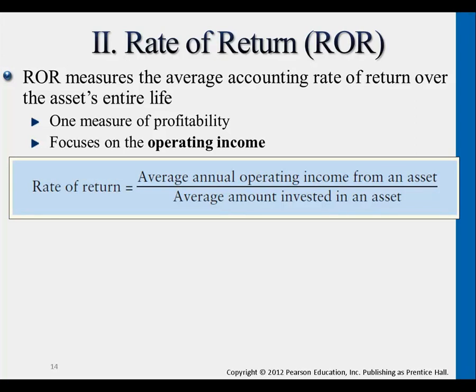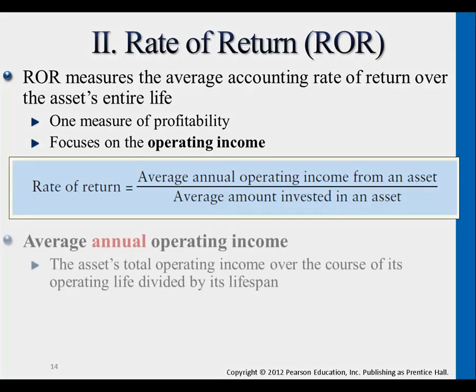So what are these two components? Let's talk a little bit about them. Average annual operating income, that's your top portion. It is your asset's total operating income over the course of its life, divided by the lifespan, which is measured in years. So if the expected lifespan of that asset is 12 years, you're going to be dividing your total operating income by 12.